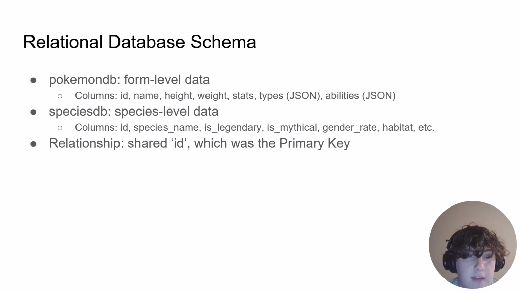And the same thing for species DB, which had the species level data and the same columns as DF species, which were ID, species name, is legendary, is mythical, gender rate, habitat, etc. And the only relationship they had was shared ID, which was the primary key for both of them.